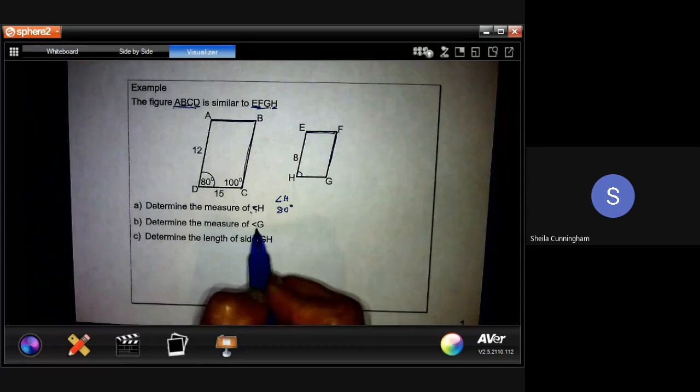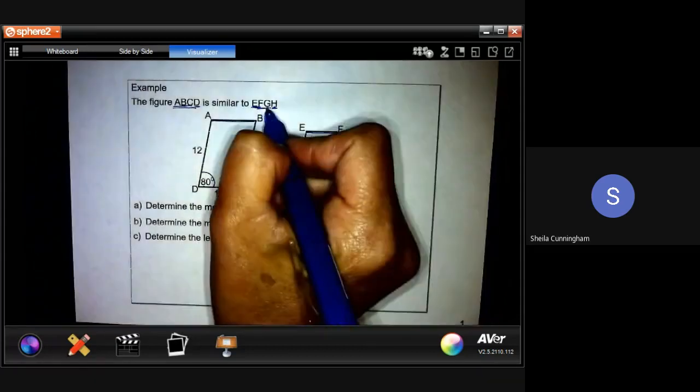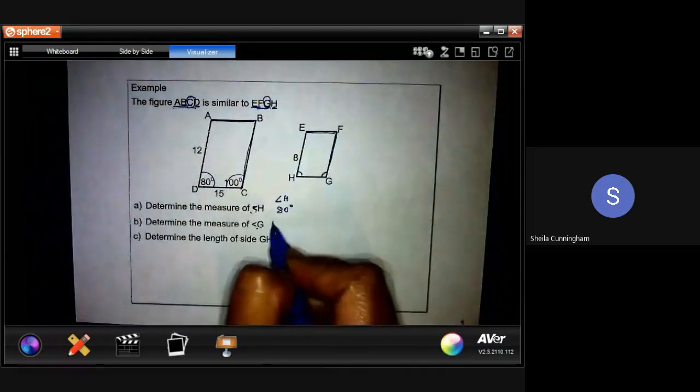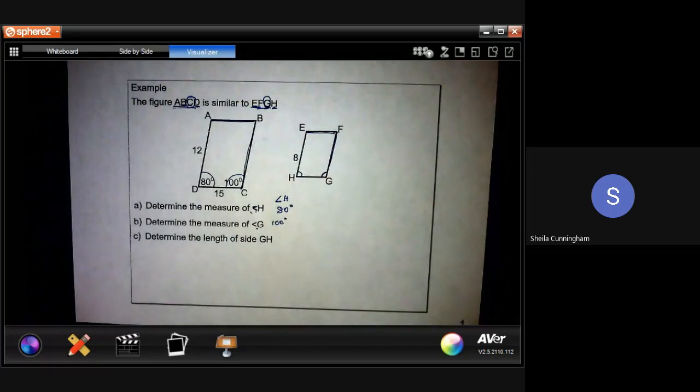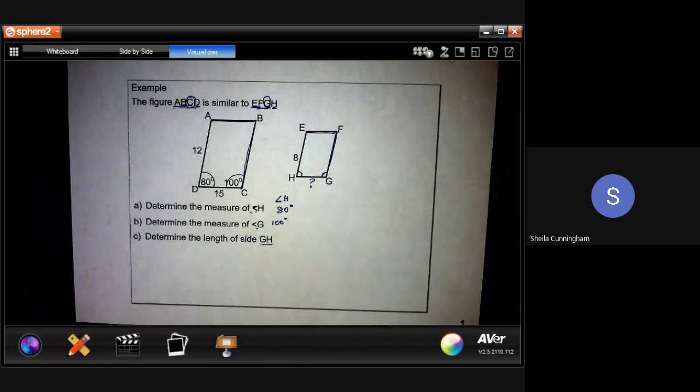Determining the angle measure of G, well, G here represents and corresponds to angle C, which in this case is 100 degrees. And so then what we're asked to find is, let's determine the length of side GH. Well, GH is here, this piece right here that we don't know.